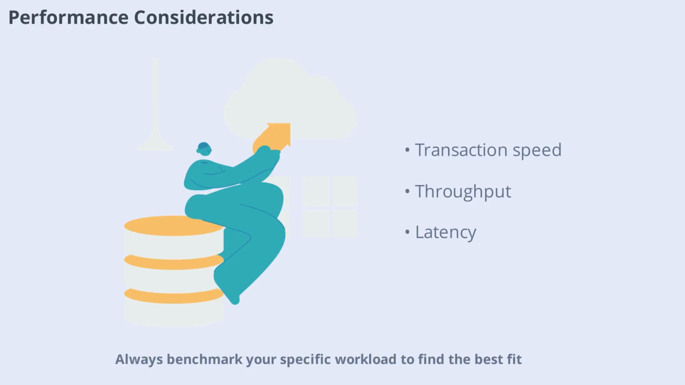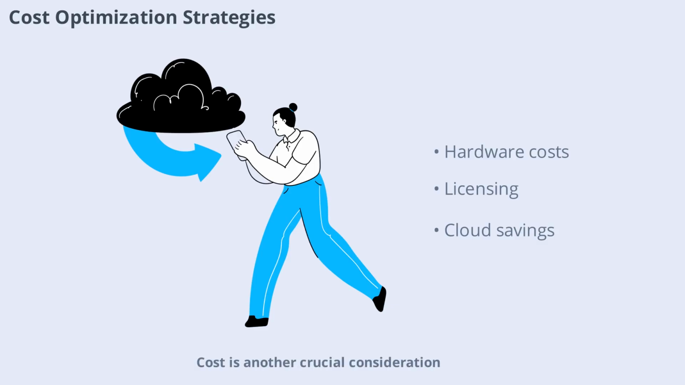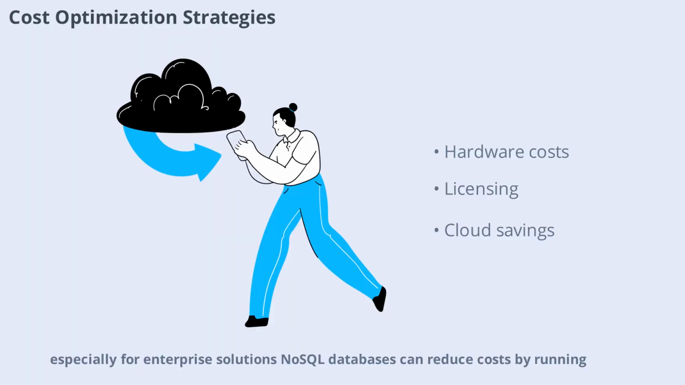Always benchmark your specific workload to find the best fit. Cost is another crucial consideration. Relational databases often require expensive hardware and licenses, especially for enterprise solutions. NoSQL databases can reduce costs by running on commodity hardware and scaling out as needed. NewSQL databases may involve higher initial investment, but can offer savings through improved performance and reduced downtime. Cloud-based solutions can further optimize costs by allowing you to pay only for the resources you use.